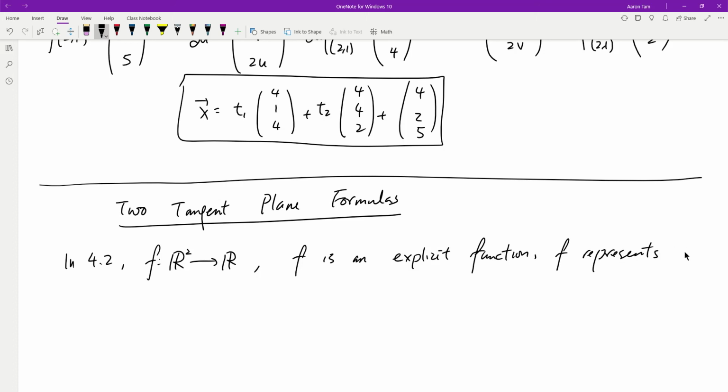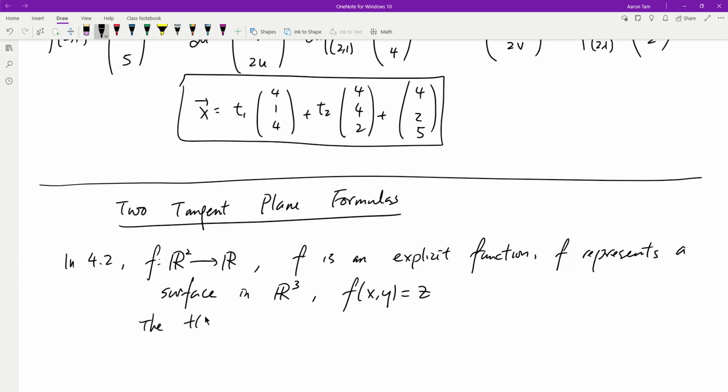And f represents a surface. If you want to say two-dimensional surface, you can. A surface in R3. And we have this function that looks something like this, f of x, y equals z. That's how the function f will look.